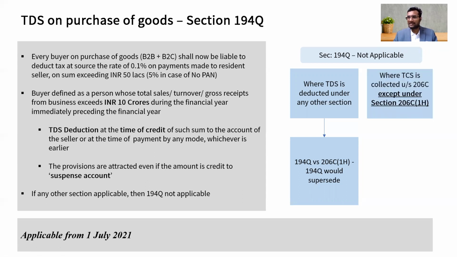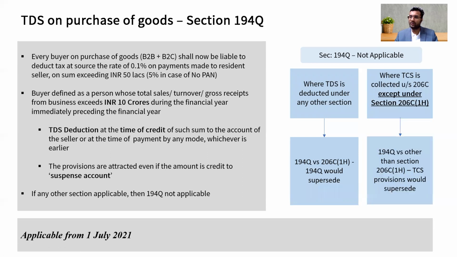Where TCS is collected under section 206C, which I said earlier, 206C continues to persist today. It is a section on the unorganized sector, like tendu leaves, the forest produce, etc. In that case, if TCS is already deducted, Section 194Q will not be applicable. In that case, Section 206C will supersede and not Section 206C1H.